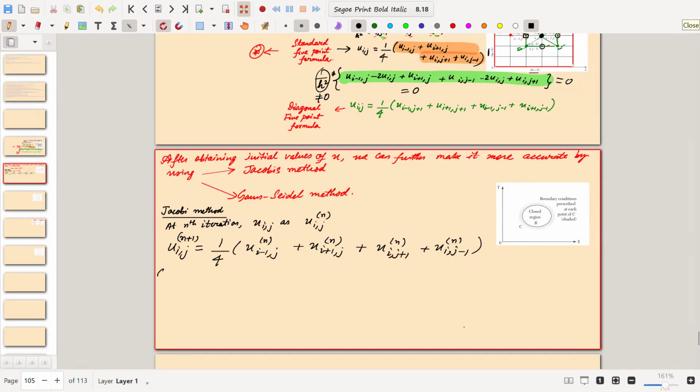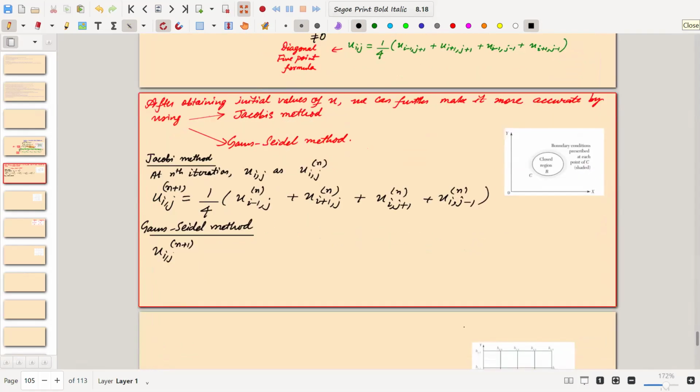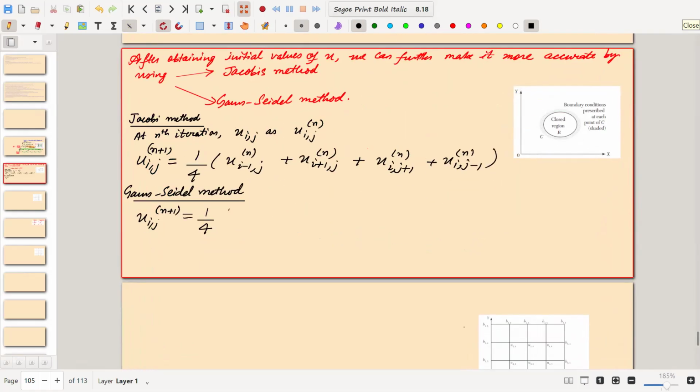Now let us look into the Gauss-Seidel method. In this method, u_ij^(n+1) is equal to 1 by 4 of, and there is a catch, I will write that. It is all the same as before: u_(i-1)j left, u_(i+1)j right, u_i(j+1) top, u_i(j-1) bottom. It is all the same, but there is a slight change.